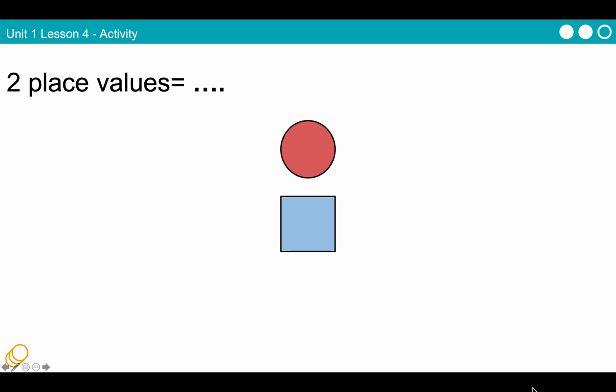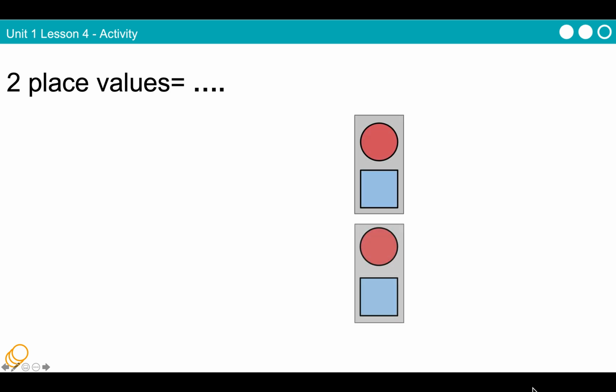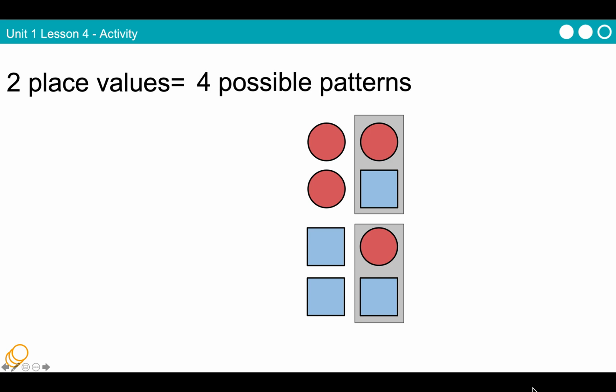So two place values. We've now got enough width to have two values in there. So we've got a circle and we've got a square, and we can fill the other side with the other items. So we've got a circle, circle, circle, square, square, circle, square, square. So two place values is four possible patterns.